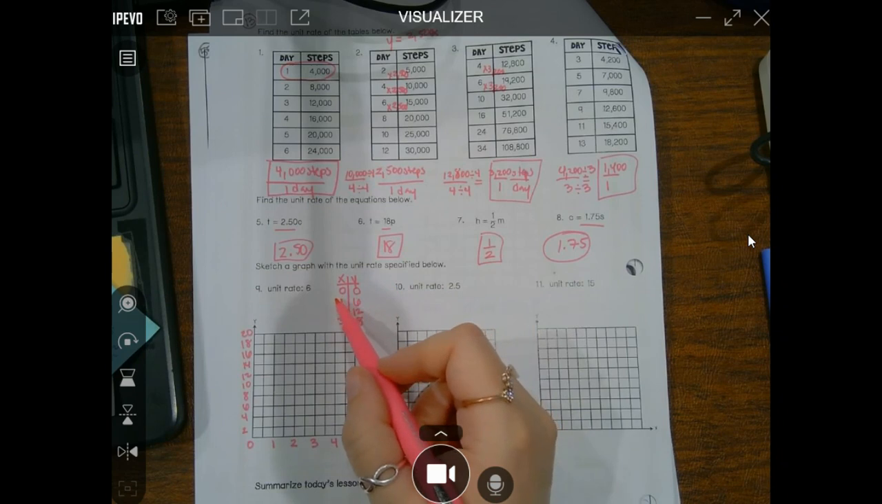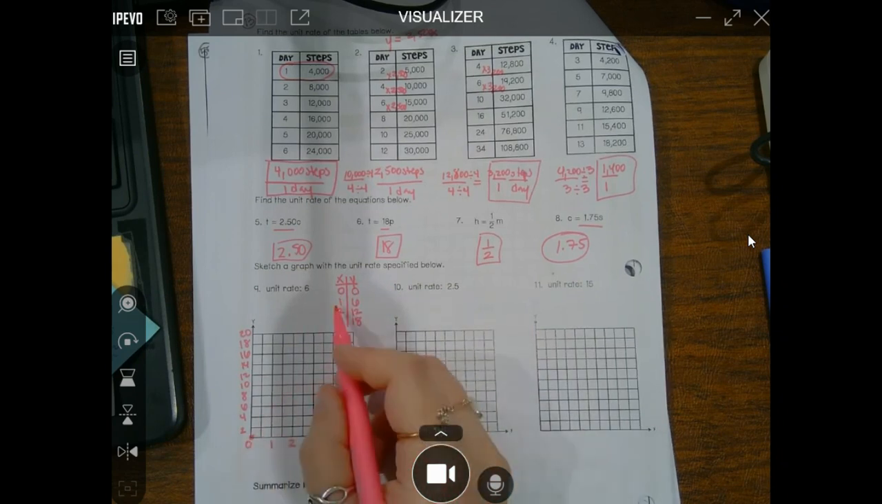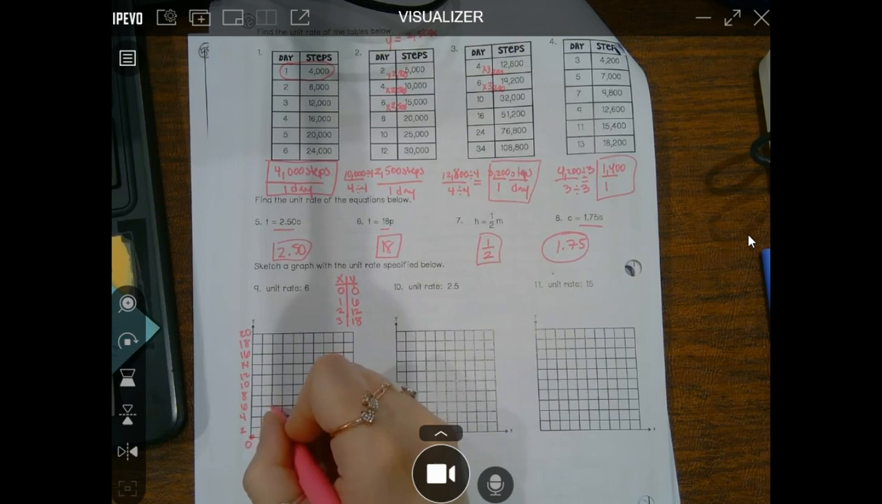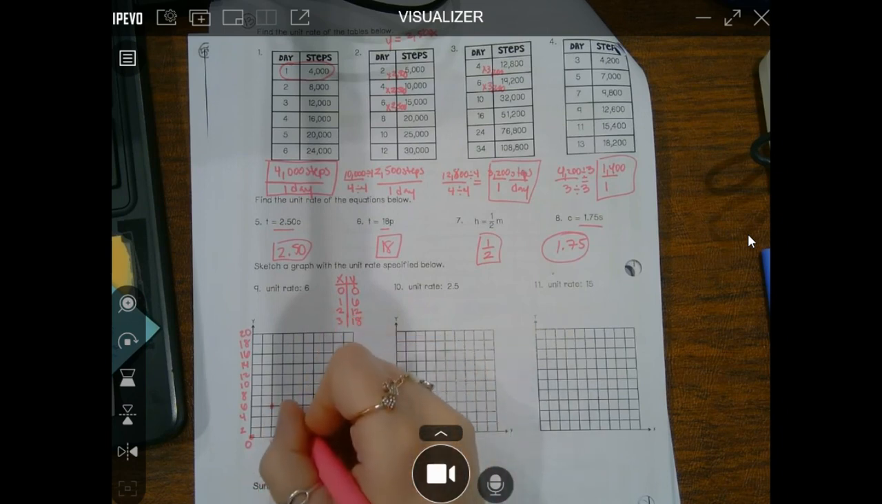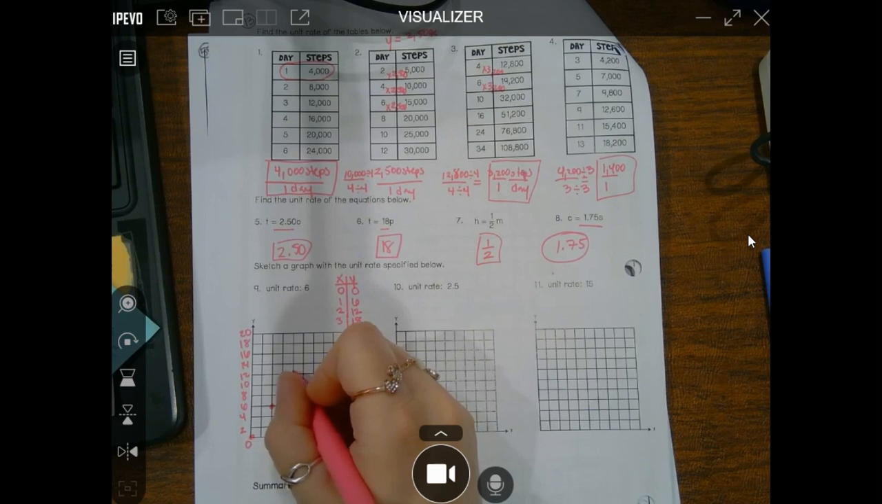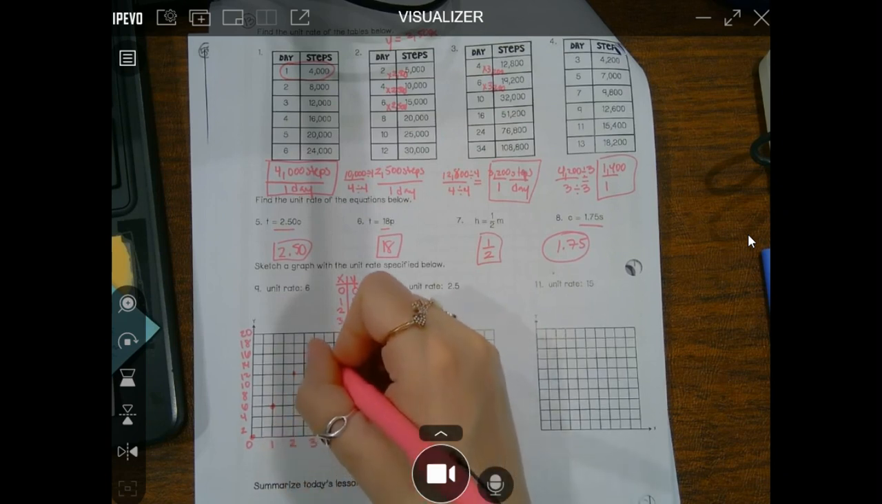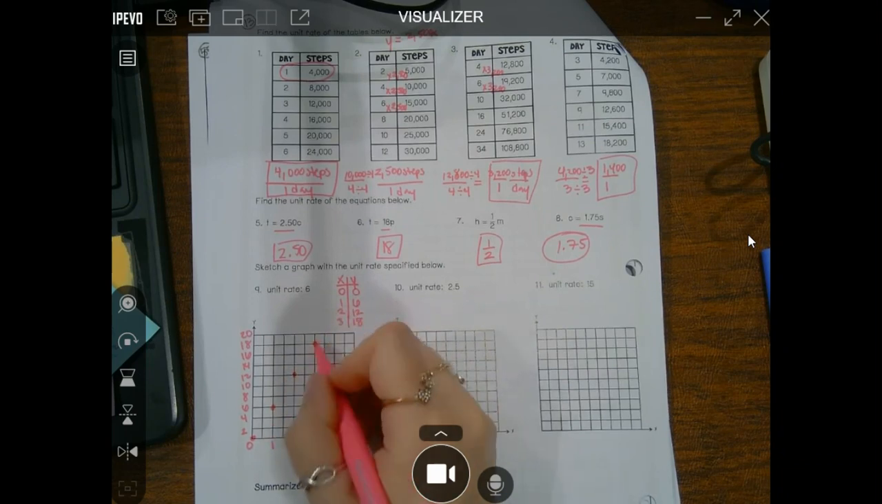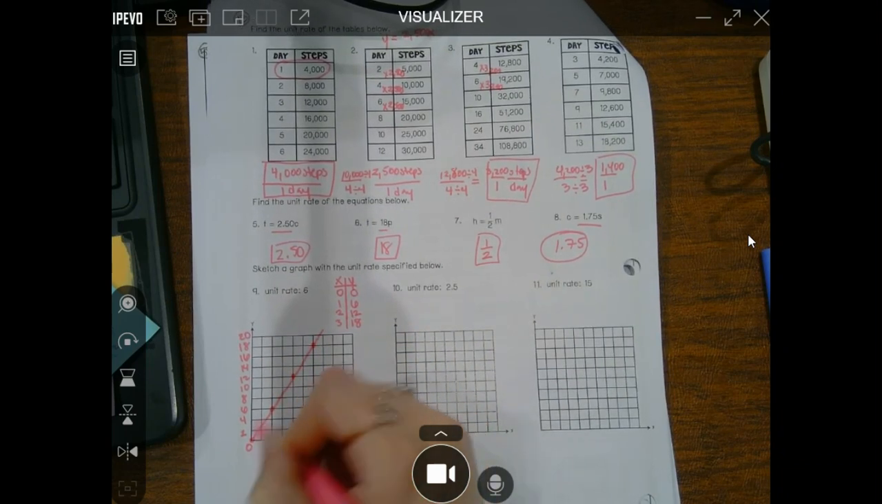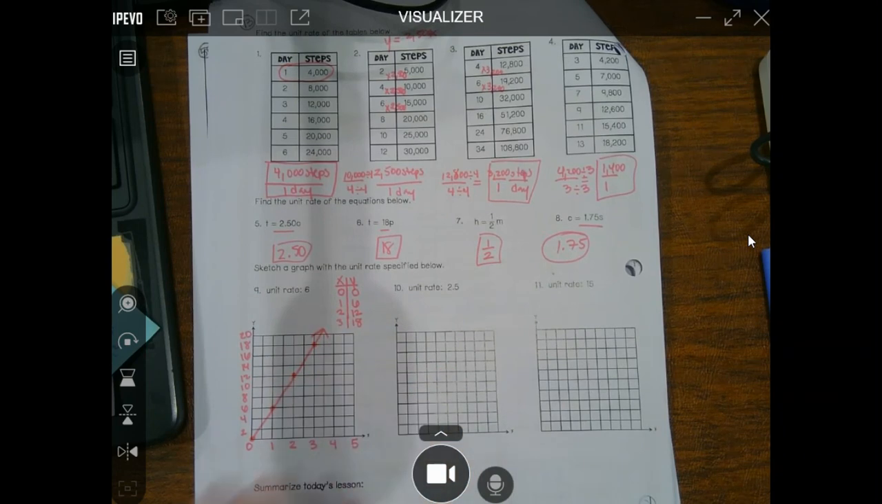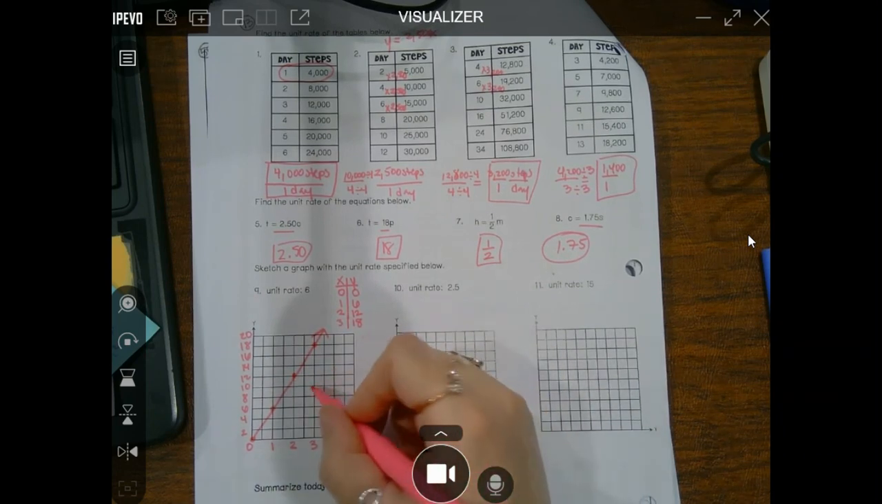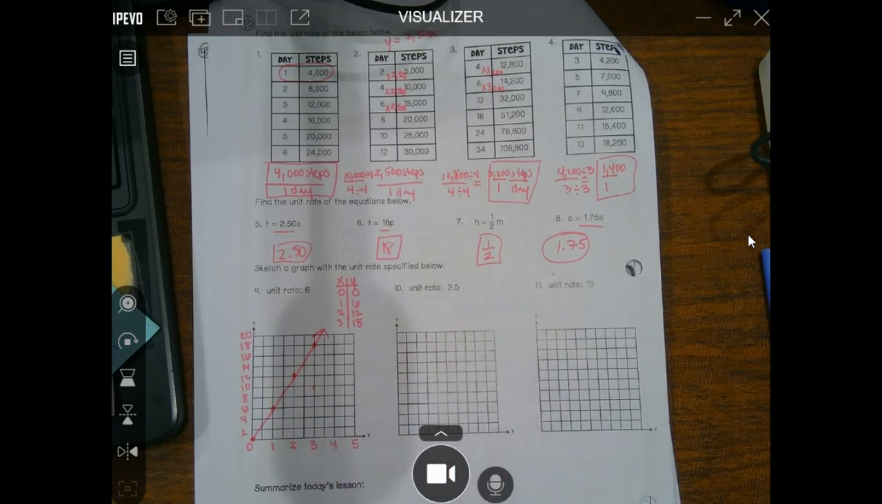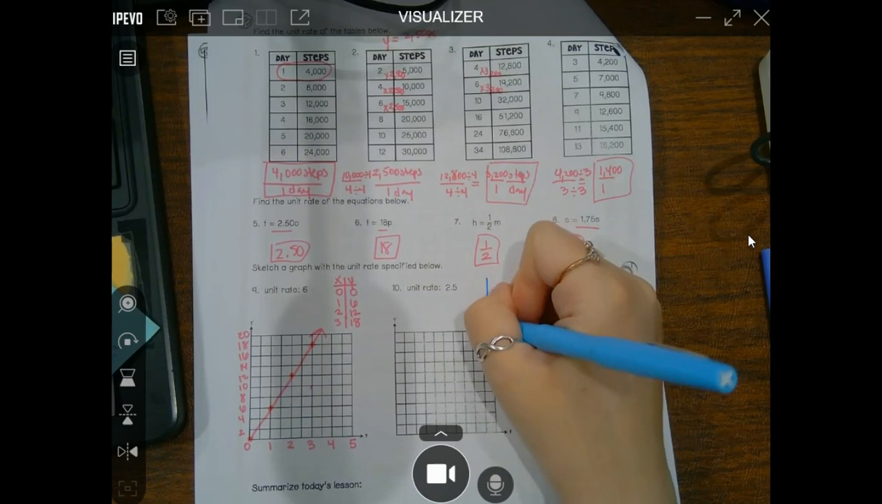And then I just plot 0, 0. Then over 1 up 6. Over 2 up 12. And finally, over 3 up 18. Now, always double check that when you connect those points, it makes a perfectly straight line. If you go to connect those points, and let's say one is way over here, and you have to go off the line to get to it, alarm bells should go off. Something's wrong, okay? Because these all make perfect linear equations because it's moving up and over at a constant rate.